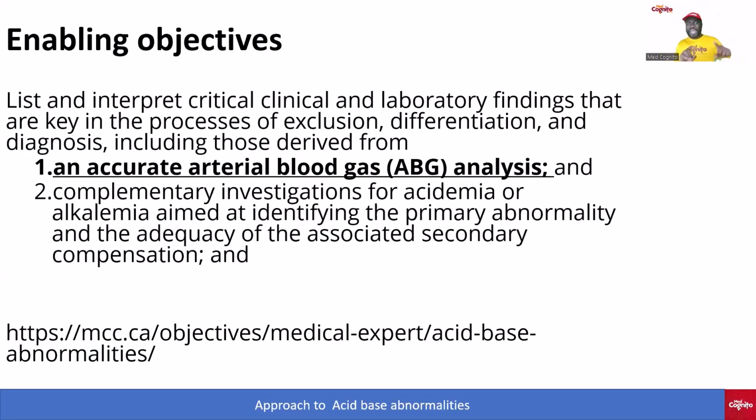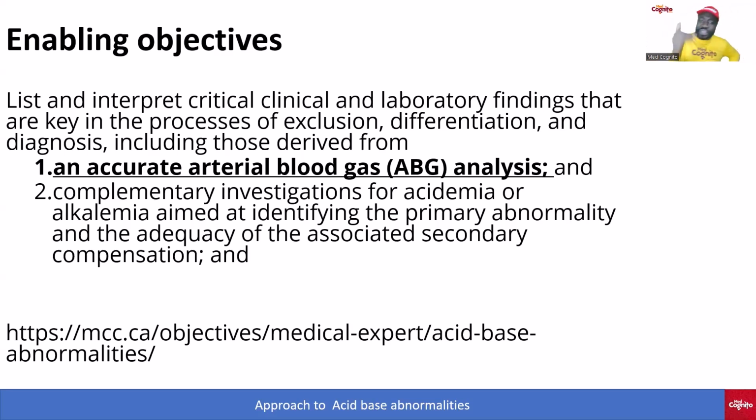Now, list and interpret critical, clinical, and laboratory findings that are key in the processes of exclusion, differentiation, and diagnosis, including those derived from, number one, an accurate arterial blood gas analysis. This is where a lot of candidates start shaking. Hey, Dr. Broni, I don't know what to do. And this is what we are going to break today. Today, we are going to break that jinx of the fear of properly assessing arterial blood gases so far as acid-base balances are concerned.